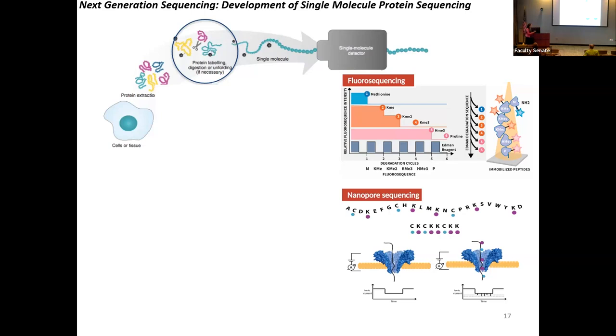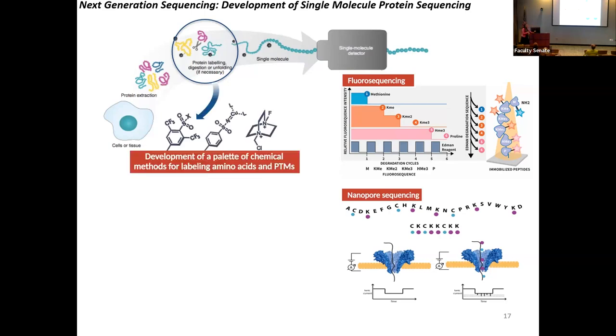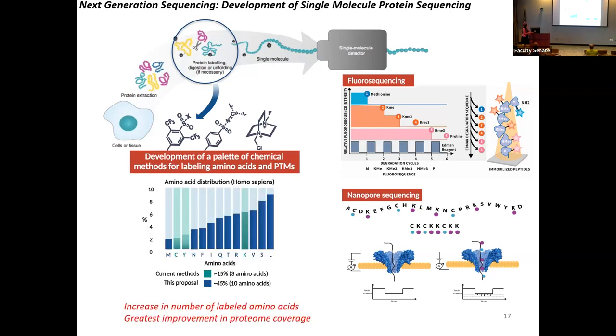And that's exactly what we are trying to do here, to develop chemical methods for the different amino acid residues, different PTMs, and we are focusing on the amino acid residues which are here in the blue region, which are highly abundant in the proteome. So if we find a method for those amino acid residues, we can easily label them, as well as we can use these instruments, either fluorosequencing and nanopore sequencing, to identify where they are, and we can determine the entire sequence. In fact, by using this method, we can cover greater than 99% of the proteome if we can just label these 10 amino acid residues. We need not label every amino acid residue, just the most abundant amino acid residues.